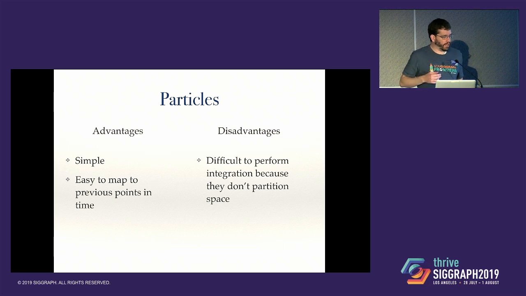And then there's particles. Particles may be the most common thing used in the visual effects industry in particular, and they're simple. It's easy to map to previous points in time. The difficulty with them is that it can be hard to perform integration because particles don't really partition space. There's no way to draw a bunch of circles and have that partition space. There's always either overlap or there are gaps.